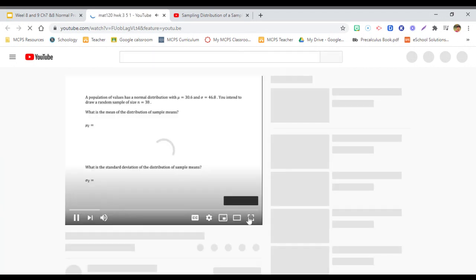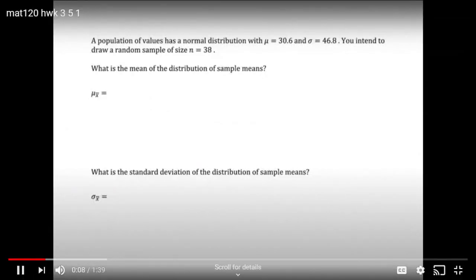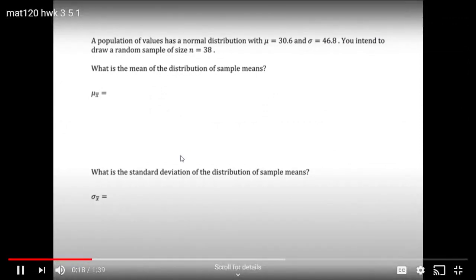A population of values has a normal distribution with mean 30.6 and standard deviation 46.8. You intend to draw a random sample of size n equals 38. What is the mean of the distribution of sample means?